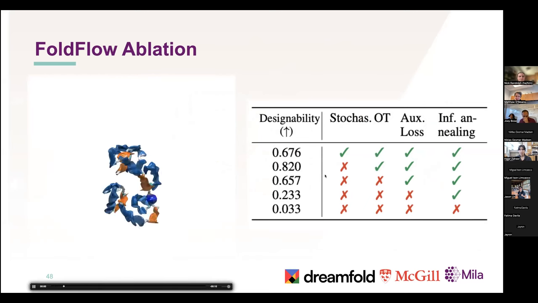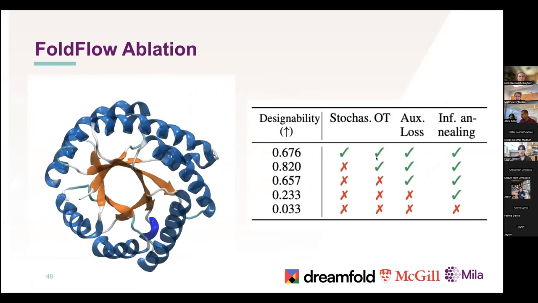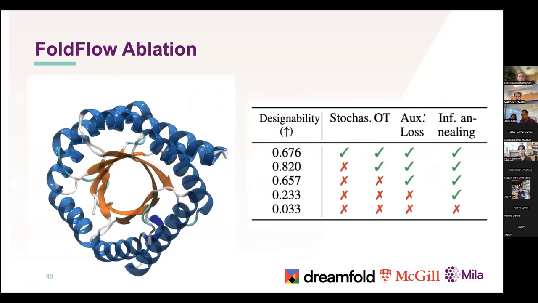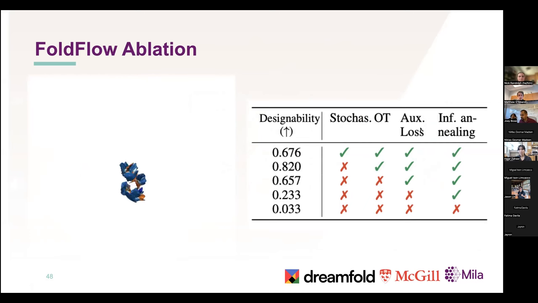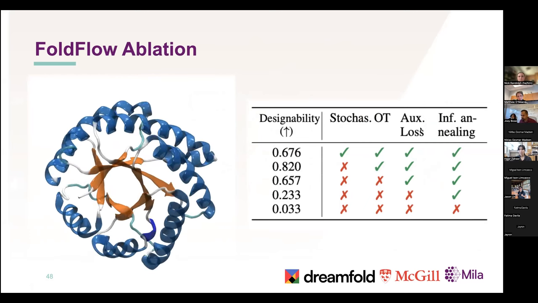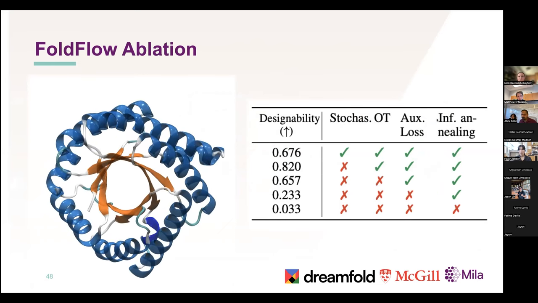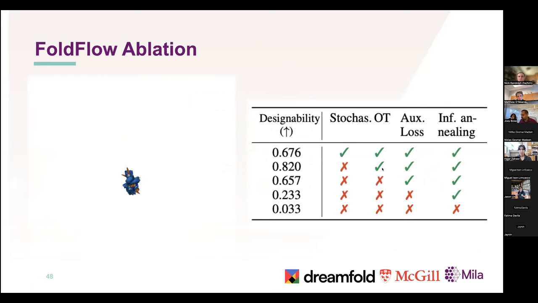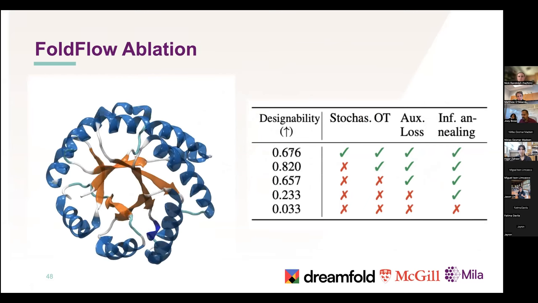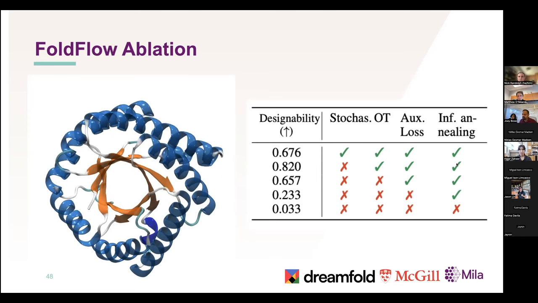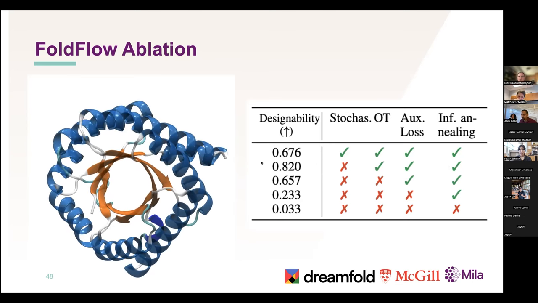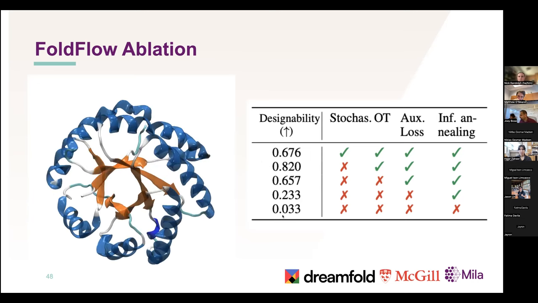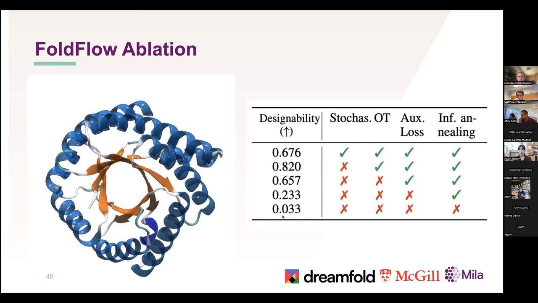And then the last experiment that we had is an ablation of the different aspects of the FoldFlow model. So we have stochasticity, OT, and some auxiliary loss functions that we didn't have time to go through, but they're the same as FrameDiff, if you read that paper, and then inference annealing. We see that stochasticity helps, but OT is the real winner when you want designable proteins. And all this matters in terms of inference annealing. You have to do inference annealing if you want to get the most designable proteins. If you do none of them, you get pretty much nothing. So this is the key message over here.